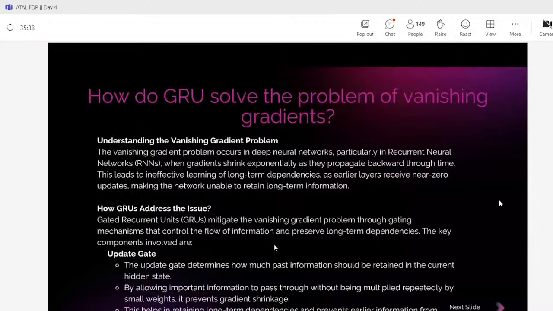And then how does GRU address the issue? The GRU mitigates the vanishing gradient problem through a gating mechanism that controls the flow of information and preserves long-term dependencies. The major component involved here is the update gate. It determines how much past information should be retained, and it allows important information to pass through without being multiplied repeatedly by small weights. They just ignore the small weights. This will prevent the gradient shrinkage. This helps in retaining long-term dependencies and prevents early information from fading away.